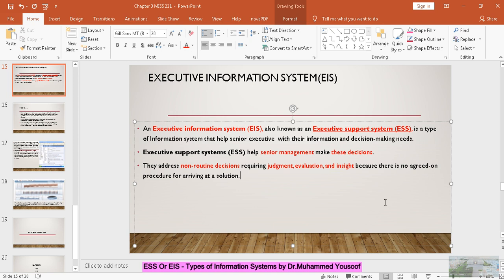I hope it's clear for you until now. I am not running a slideshow because I want to edit the slides. That's why I am not running a slideshow.